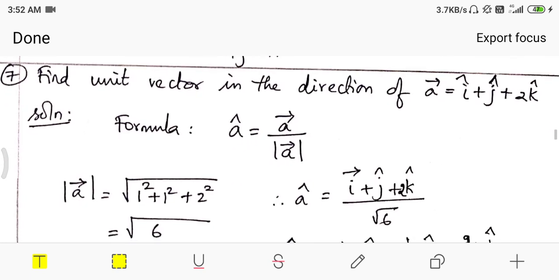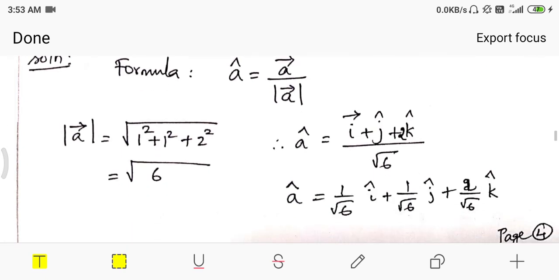Seventh one, find the unit vector in the direction of A vector, i cap plus j cap plus 2k cap. The formula is A cap equal to A vector by modulus of A vector. Modulus of A vector is root of x square plus y square plus z square. The coefficients x, y, z are 1, 1 and 2. So you get root 6. I have substituted the vector and the magnitude. So A cap is 1 by root 6 i cap plus 1 by root 6 j cap plus 2 by root 6 k cap.